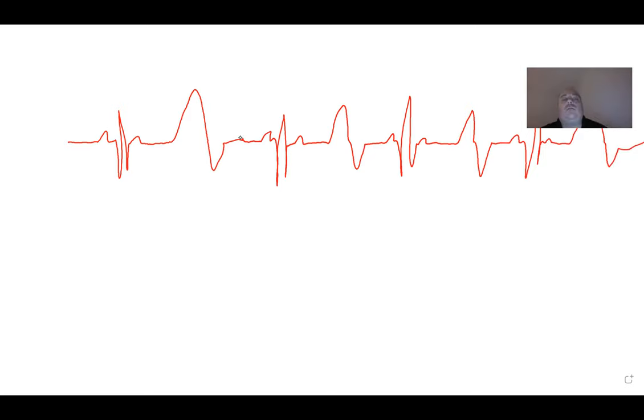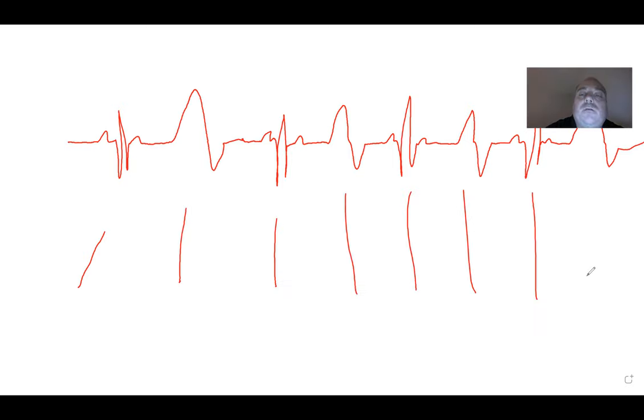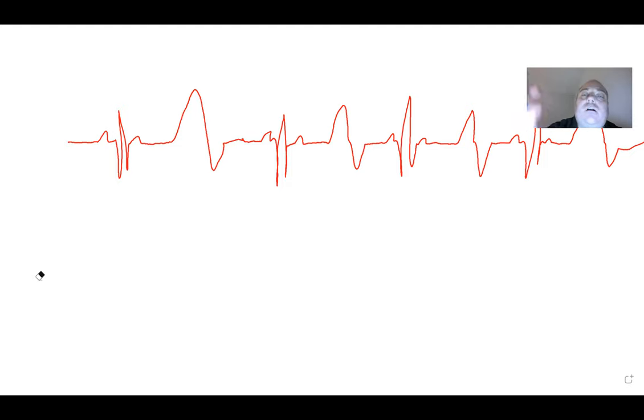Okay, so let's look at what we got. Normal, PVC, normal, PVC, normal, PVC, normal, PVC, okay? So we've already talked about what this is. When every other beat is a PVC, we call that bigeminy, right? So this is bigeminy. So what I mean by not perfusing, I'm gonna give you an example and I'm gonna tell you why this matters, okay?